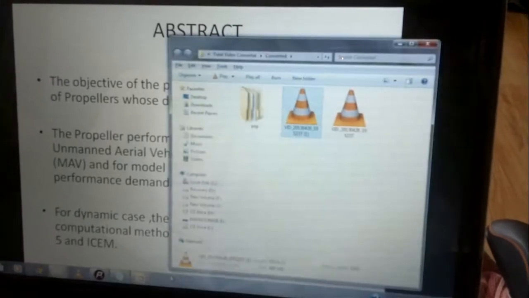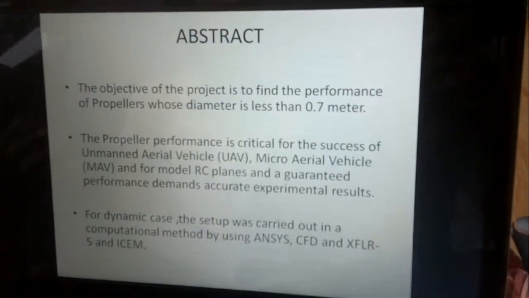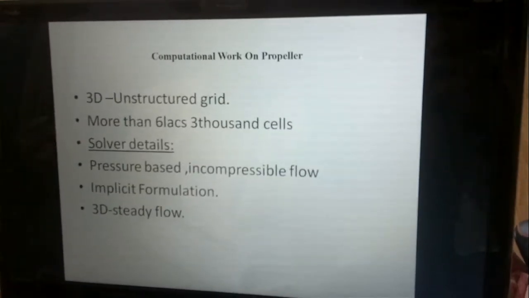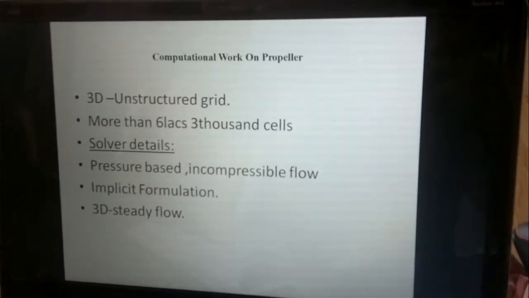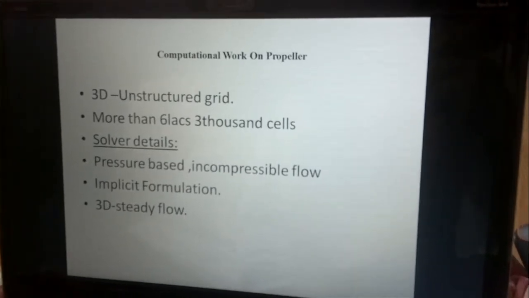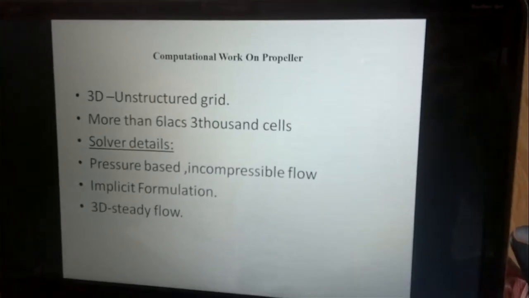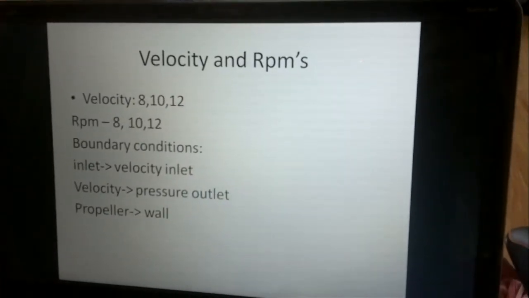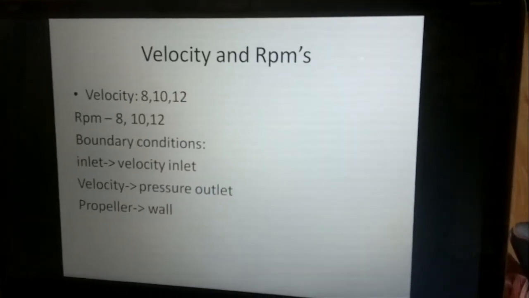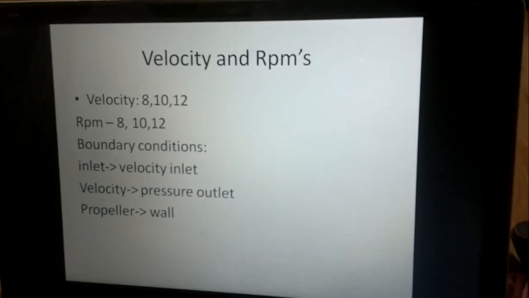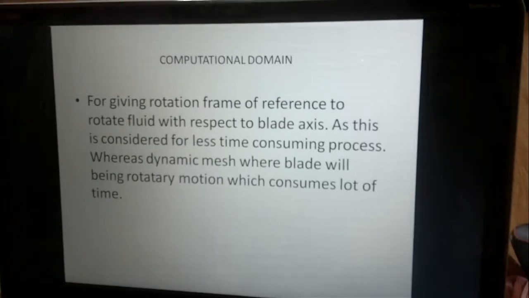We have used ANSYS and XFLR5. And this is the literature survey. The computation work on the propeller uses a 3D unstructured grid. We have used more than 3,03,000 cells, with a pressure based incompressible flow and 3D steady flow solver. The velocities we have taken are 8, 10, 12. The boundary conditions are velocity inlet, pressure outlet and propeller as wall.